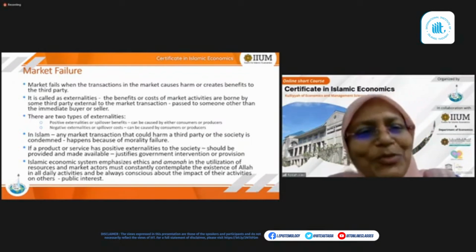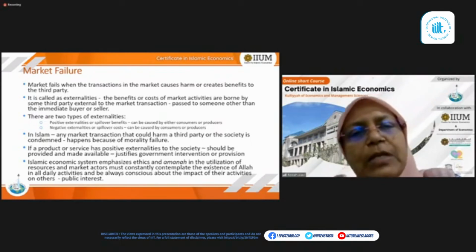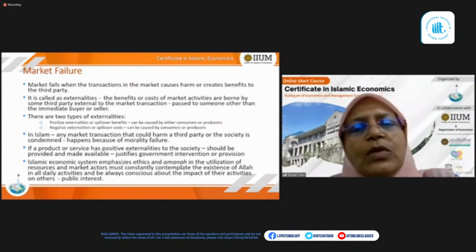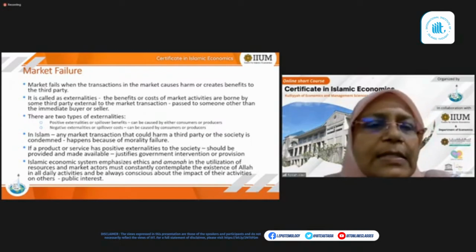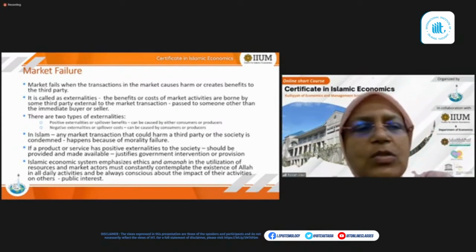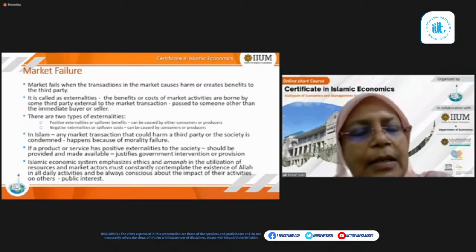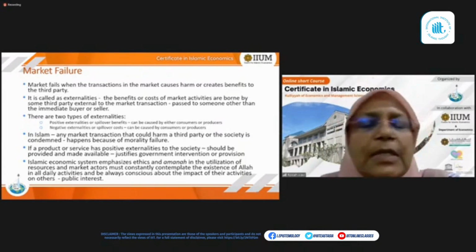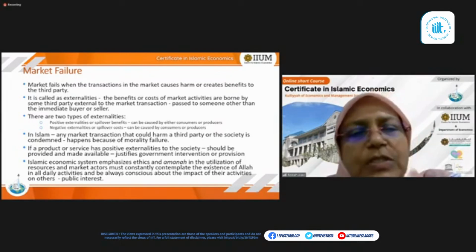There are two types of externalities. Number one, positive externalities or spillover benefits, which can be caused by consumers or producers. And negative externalities or spillover costs, which can also be caused by consumers or producers. In Islam, any market transaction that could harm a third party or society is condemned. It is seen as a morality failure, especially negative externalities, because when it harms a third party, it means there's something wrong with the morality of the people who cause it. If a product or service has positive externalities for society, then this is encouraged and should be provided and made available, which justifies government intervention or government provision of the product.